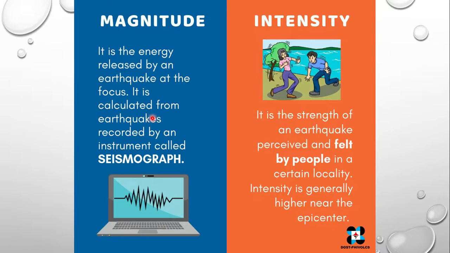Again, ang kinagkaiba ni magnitude, it is the energy released by an earthquake at the focus. It is calculated from earthquakes recorded by an instrument called seismograph or specifically yung Richter scale. Ang intensity naman, it is the strength of an earthquake perceived, according to the people nga naka-experience sa earthquake, perceived and felt by the people in a certain locality. So intensity is generally higher near the epicenter of the earthquake.